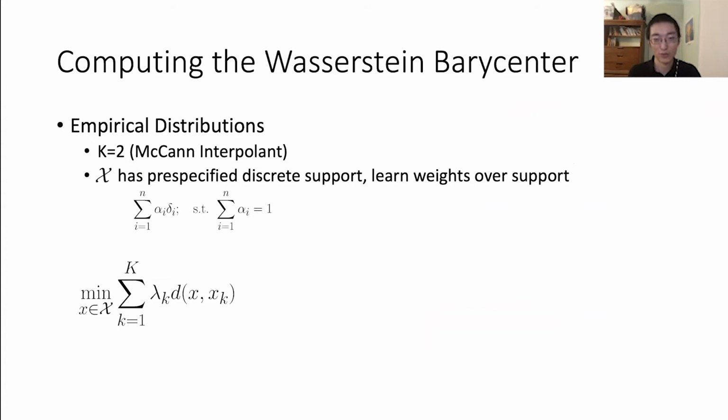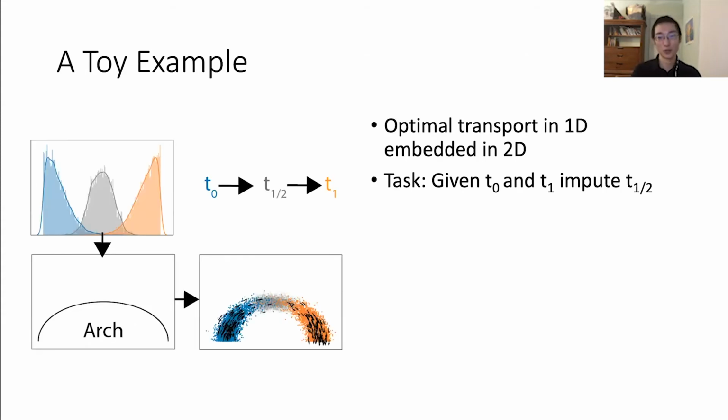In general, for t equals 2, I mean between two distributions, this is solvable through the mechanical interpolant, as done in Waddington-OT, which we do not have time to go into detail here. For more than two distributions, we need to constrain the domain of x of the distributions that we optimize over. A typical choice is to use the support of the reference distributions and learn new weights of these discrete points, or choose a grid. However, this doesn't work in high dimensions. We'll next show when this might be a good or bad choice.